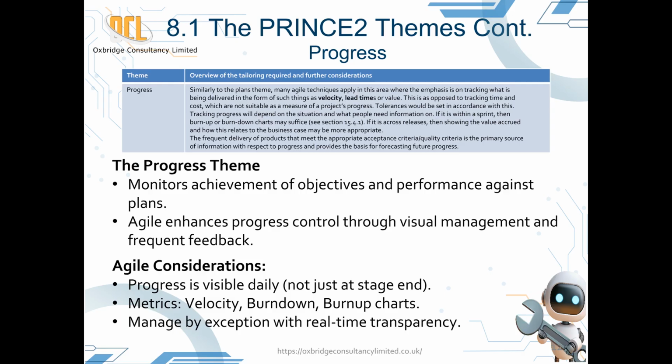Example: a burn-down chart shows slower completion than expected. The team discusses root causes at the next stand-up, adjusting priorities immediately, no waiting for stage review. The key takeaway: in PRINCE2 Agile, progress is transparent, controlled through visibility, not reports.